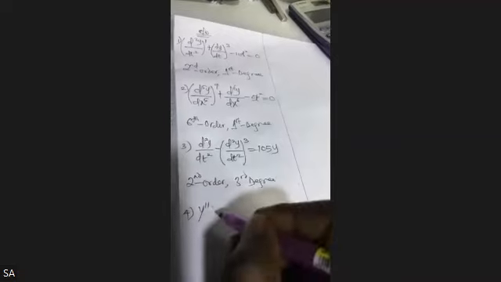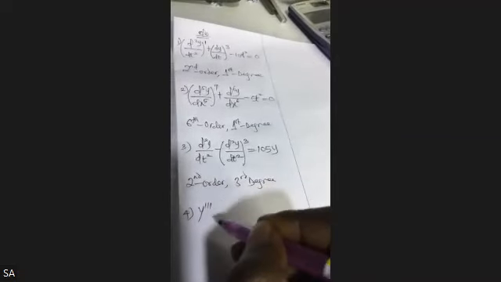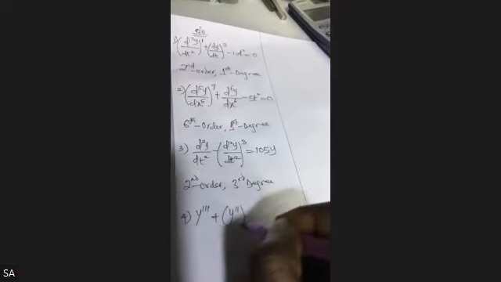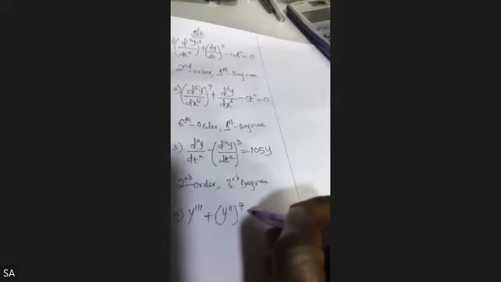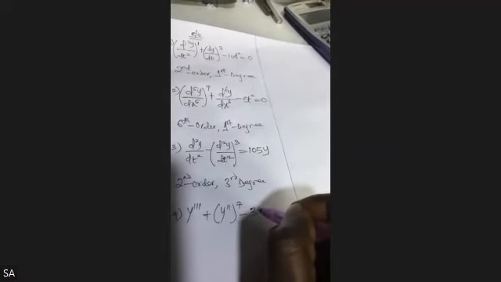How about this one, class? Y prime prime. This prime prime means twice, which is second order. Y prime prime prime is 3rd order, plus y prime prime raised to power 7, minus 32y equals 0. Who can tell me the order and the degree?